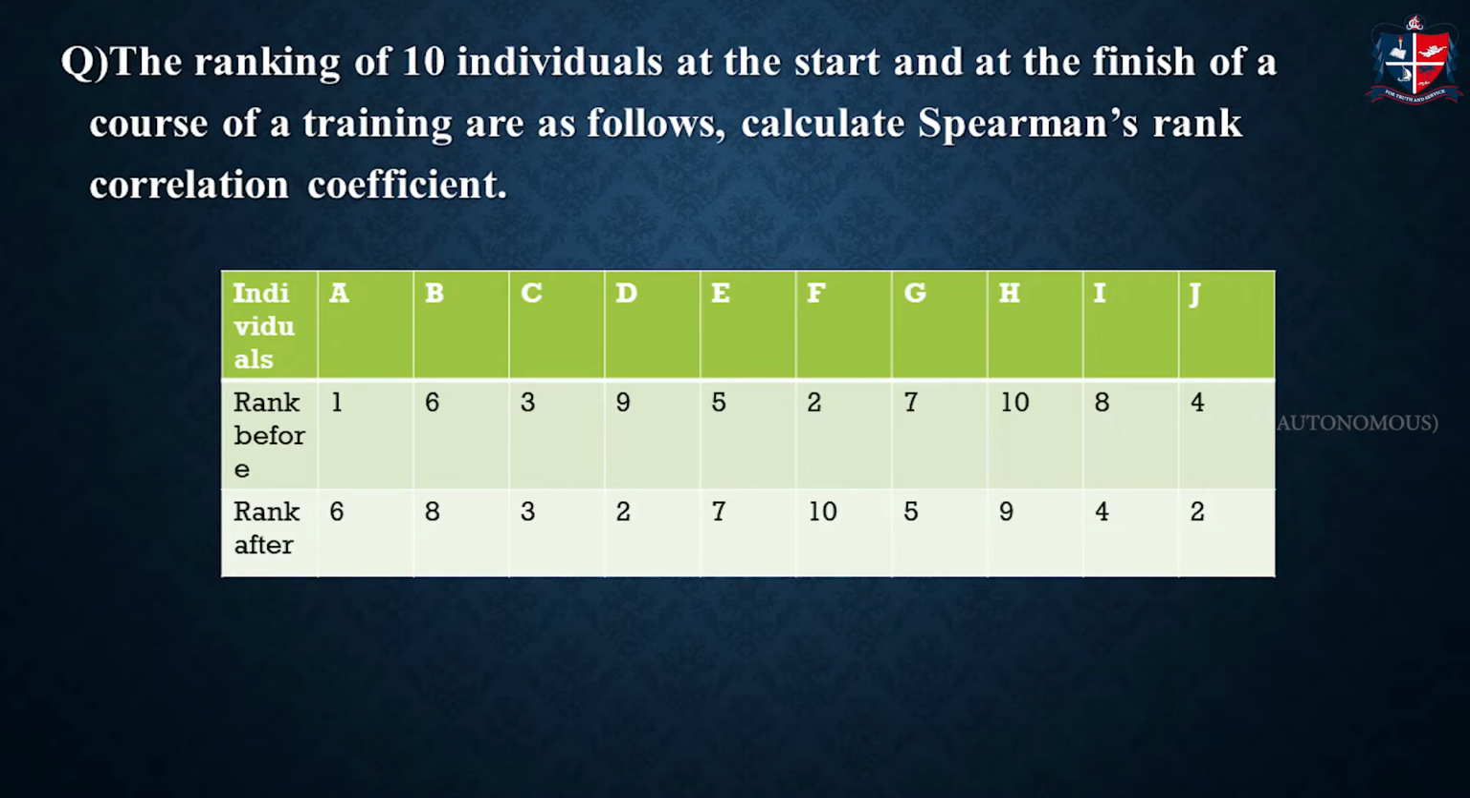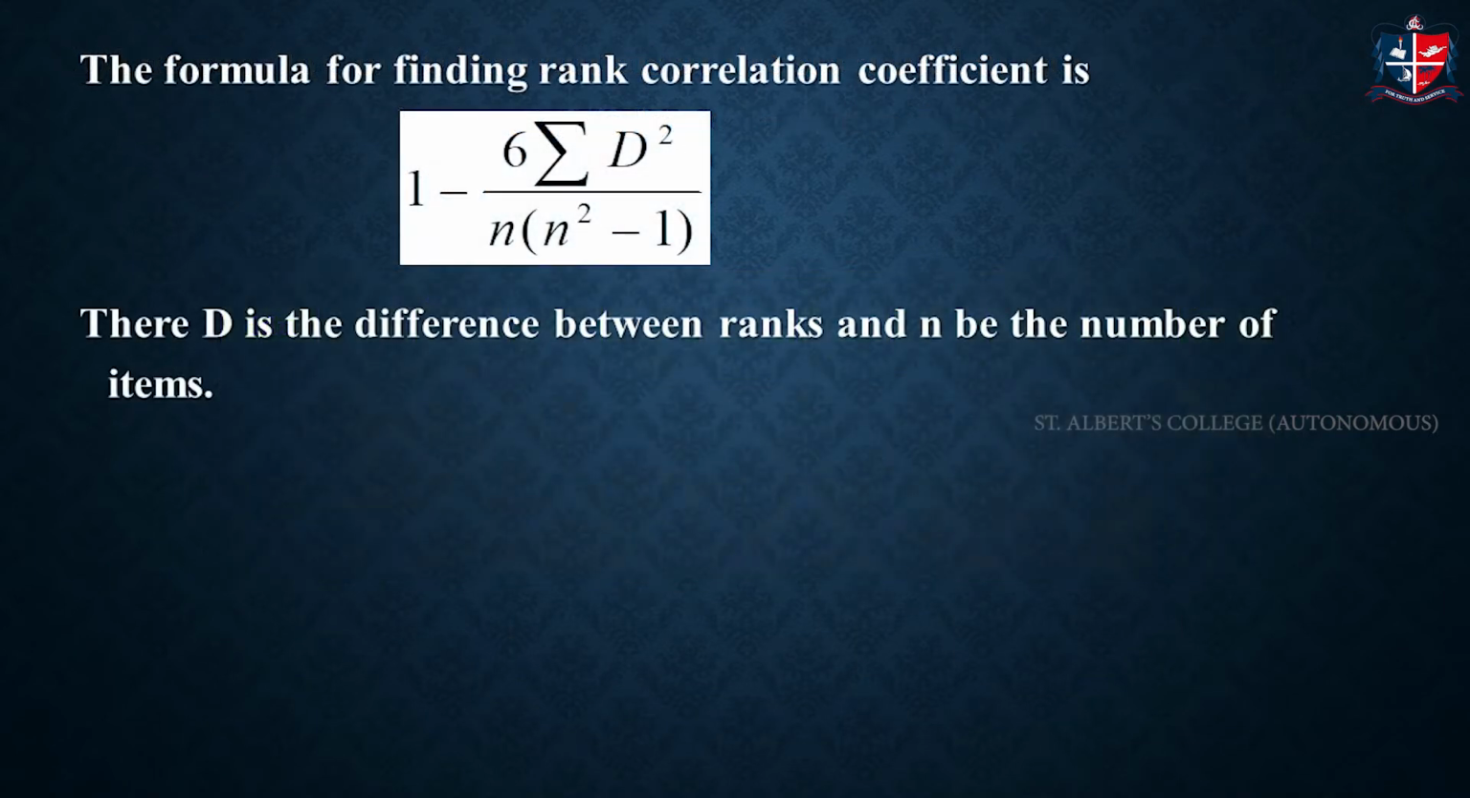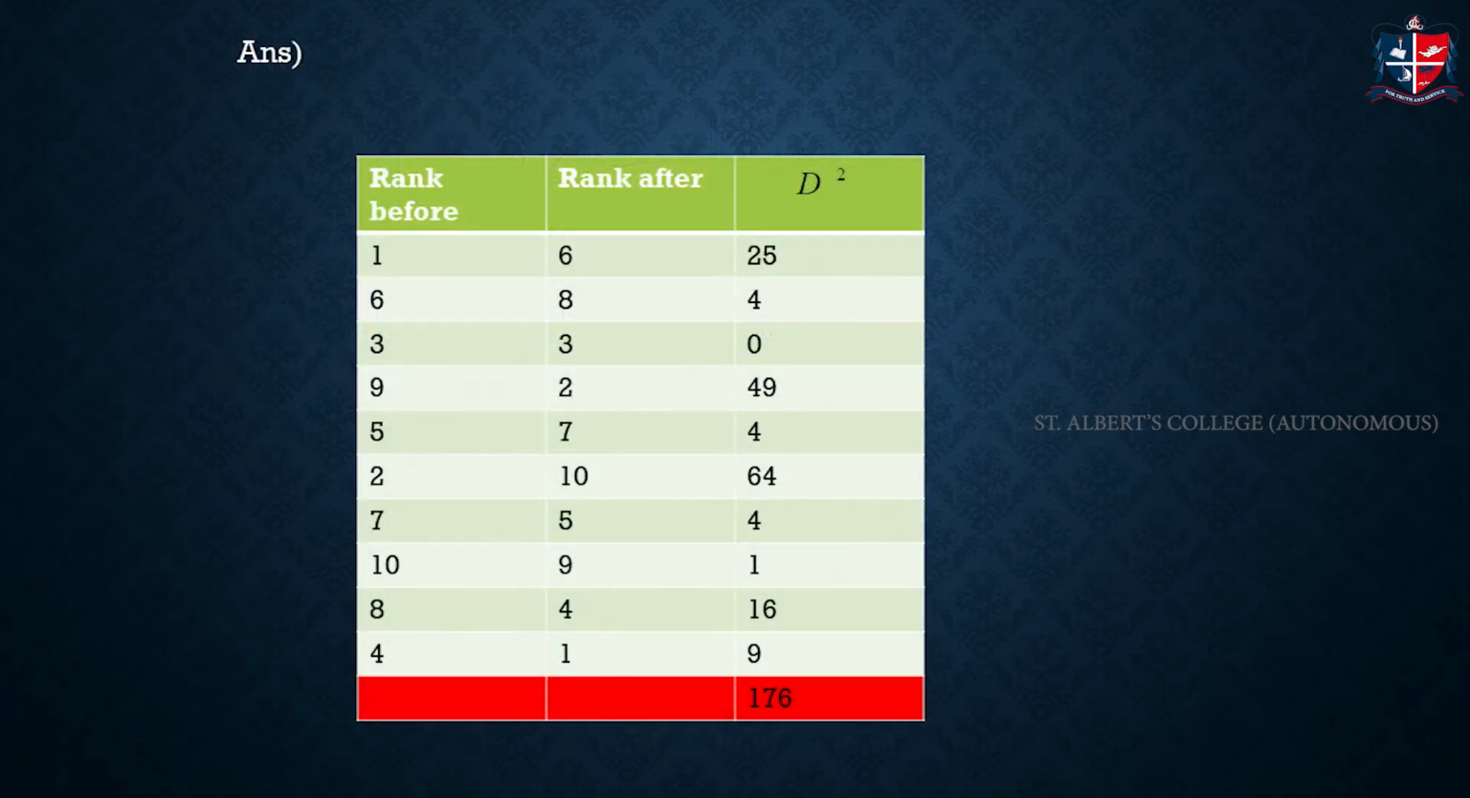The next thing is the calculation procedure. This is the formula: 1 minus 6 sigma d square divided by n into n square minus 1. From the formula, n is the number of observations, that is, the number of pairs of observations given to us. Next we have to find sigma d square. Let us think about what we mean by d. d is the difference between the ranks. Here you have two sets of ranks. Find the difference between 1 and 6. The difference is 5.